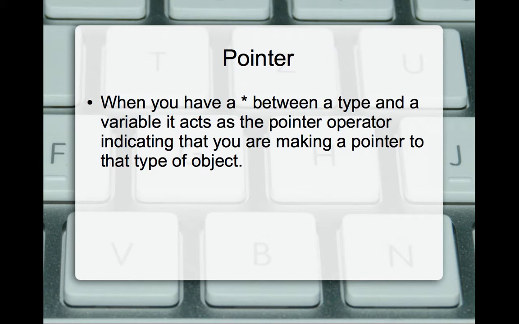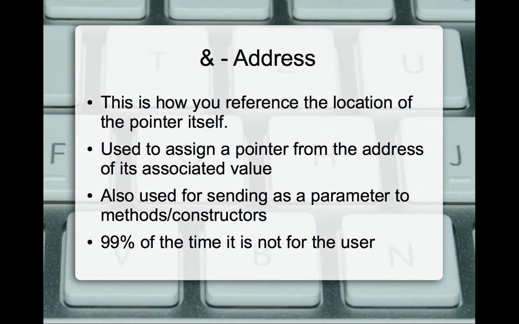Now for the other operator. We also have the address-of operator, aka the ampersand. So the ampersand operator is how you get the reference of the location itself. This is where the memory location it's pointing to is. We'll use this especially for the assignment of a value of a variable into a pointer, because again, the pointer merely is a reference to that memory address. We also can use this for sending it to a parameter for methods or constructor calls.